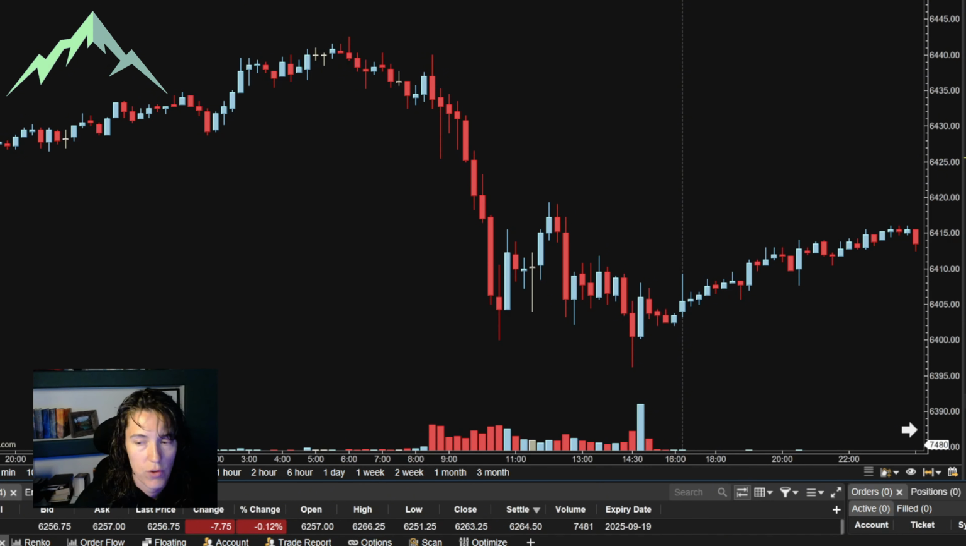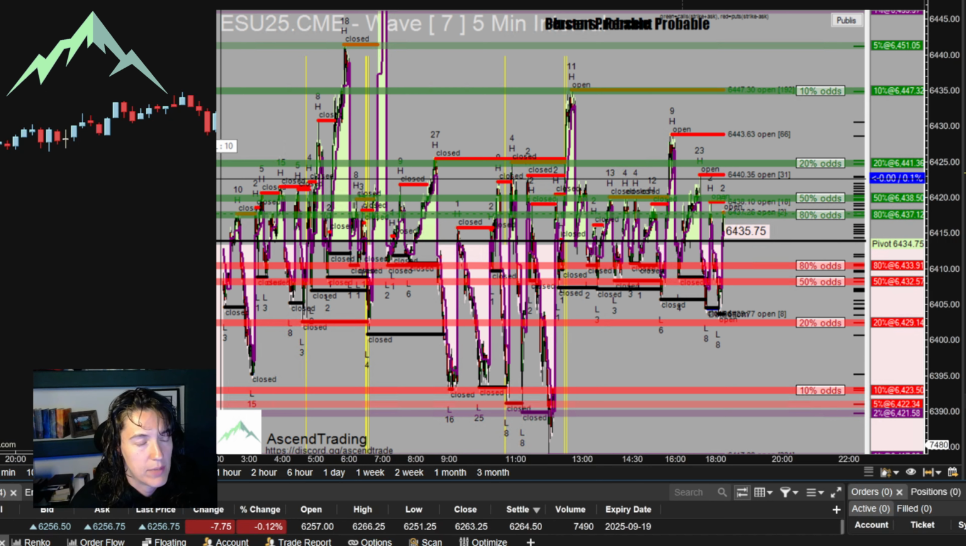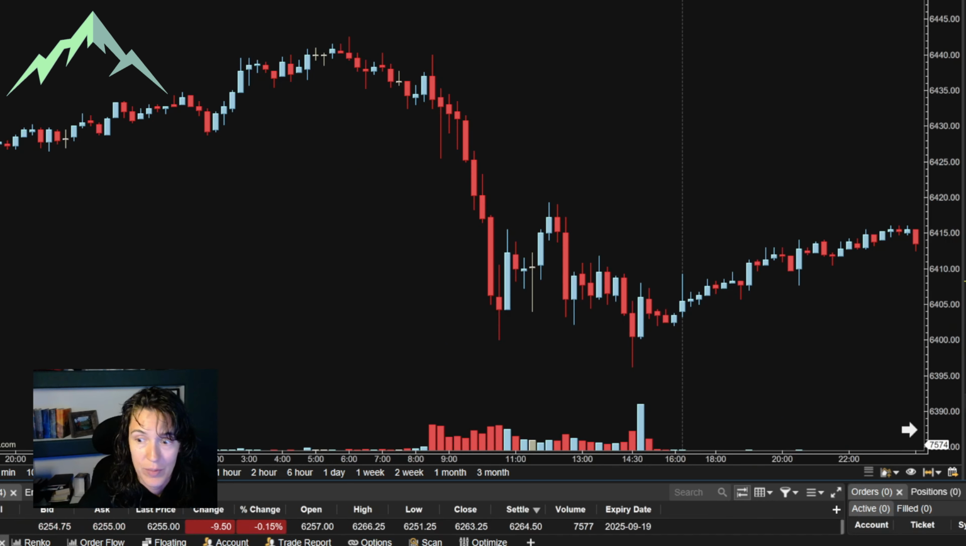Why did we pick 64.15 as our closure area? If we go back to that short setup and look at our fractals charts, you'll notice that on our 7-wave 5-minute, which is a very, very low time frame, 64.15 was past our 2% odds. That basically means there was a 2% chance of price continuing past 64.21.58 on this really low time frame. So that seemed like a little bit of a gamble.